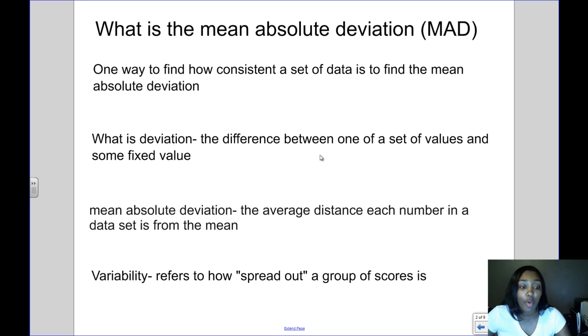And another important word is the word variability. Variability refers to how spread out a group of scores is. So variability would be the difference between the different numbers. Is there a large difference between all of the numbers, or is there a small difference? That would be how you would describe the variability. If something has a lot of variability, that means there's a large difference between a lot of the numbers. And a small variability means that there would be a small difference between the numbers.